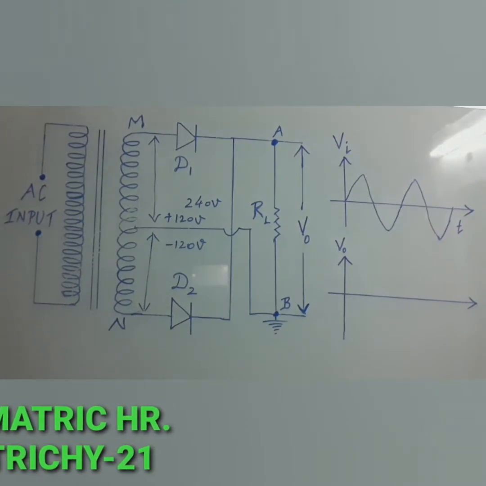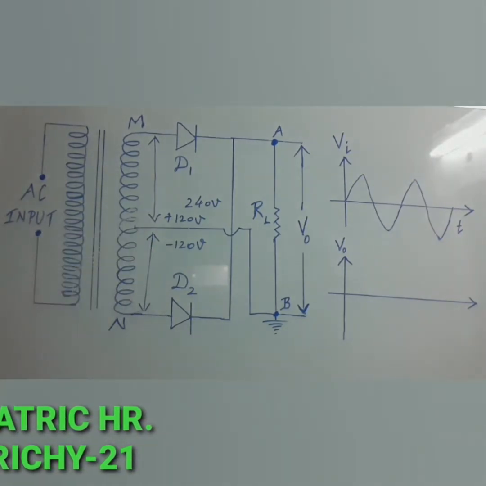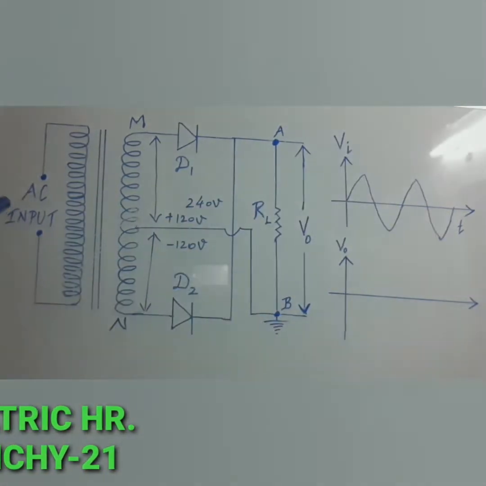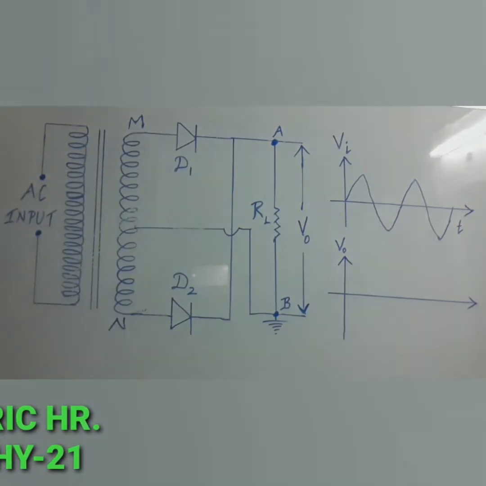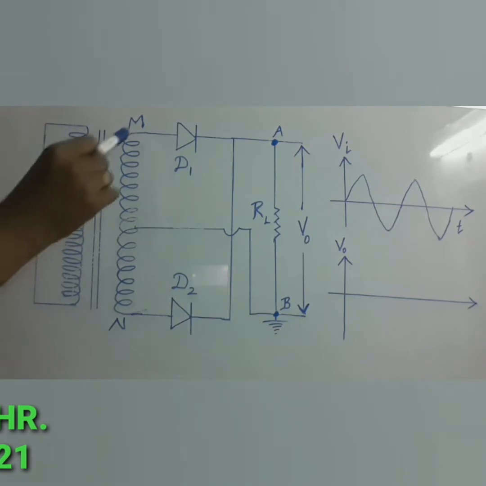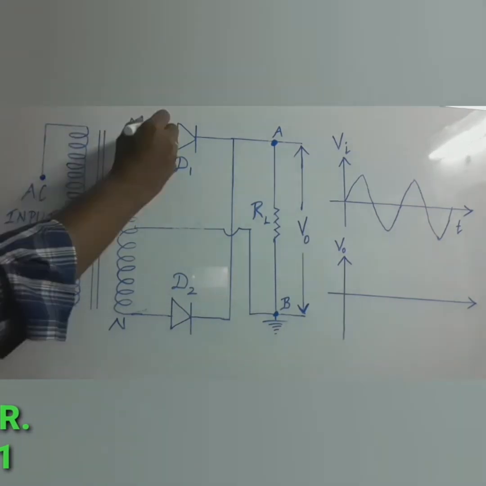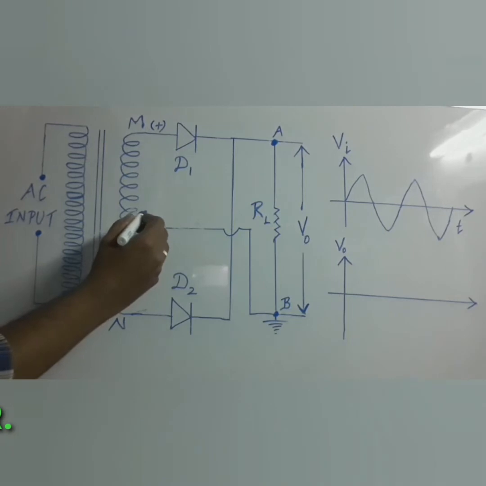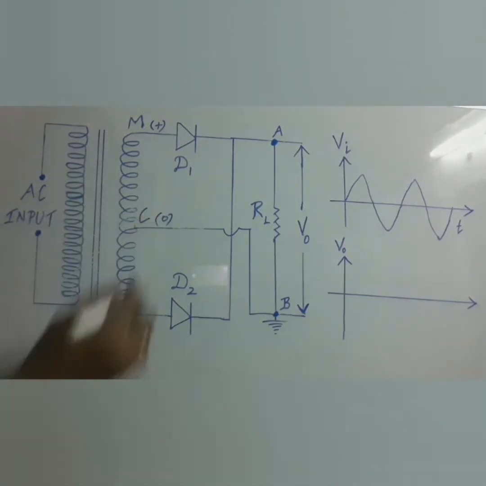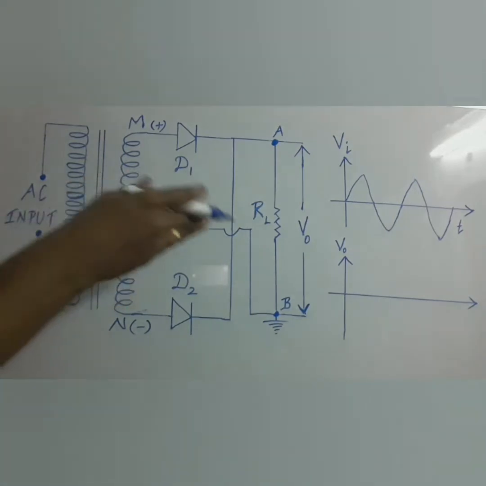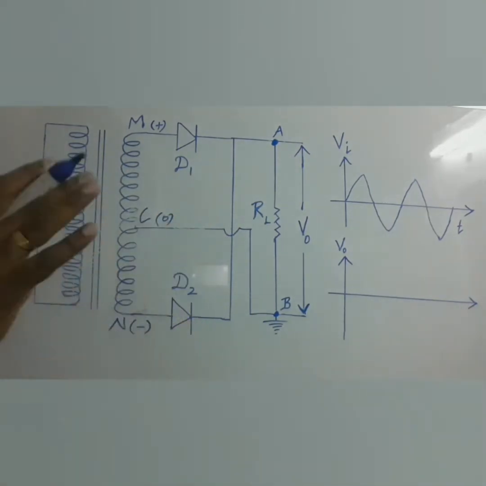Let us discuss what will happen in the circuit when the positive half cycle of the input AC signal passes through the circuit. When the positive half cycle passes through the circuit, the terminal M is positive, the center terminal C is at zero potential and N is at negative potential. So during this process, diode D1 is forward biased and diode D2 is reverse biased.